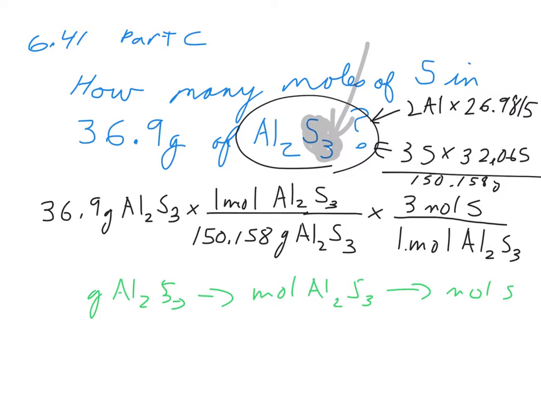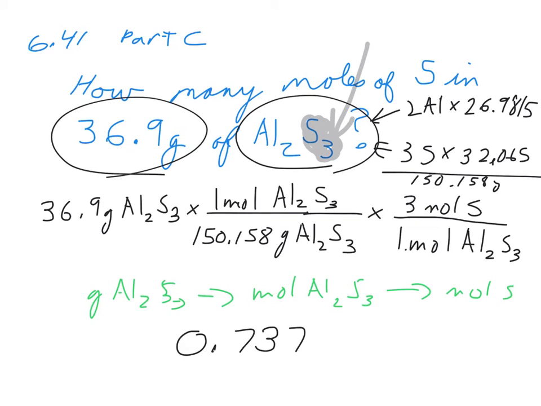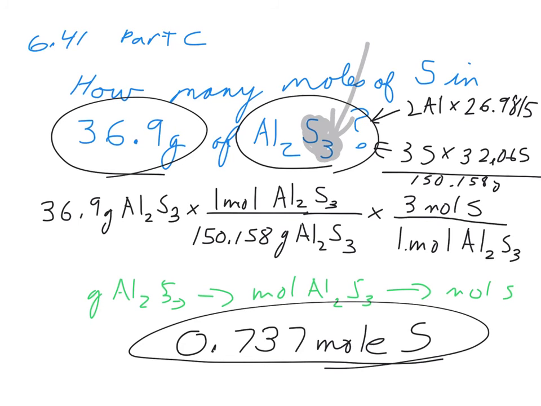That's what they're asking for, so I'm going to multiply everything on top, divide through by everything on the bottom. So that gives me 36.9 divided by 150.158 times 3, and that's going to give me 0.1737. I've got 3 sig figs there, so I'm going to have 3 sig figs in my answer. That's it.